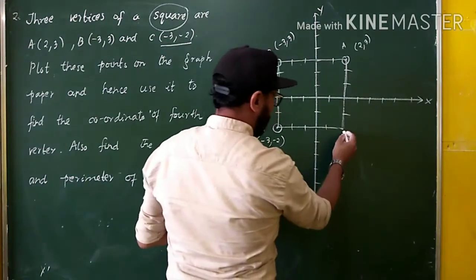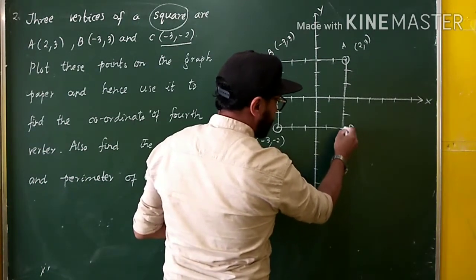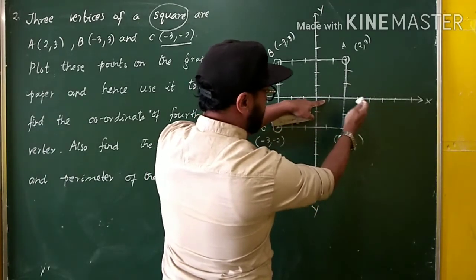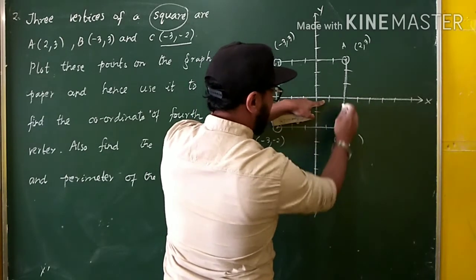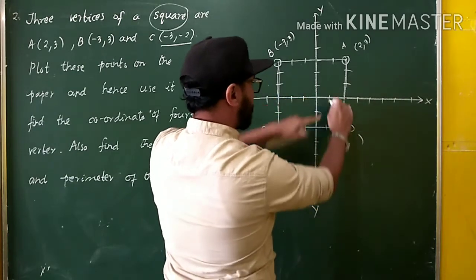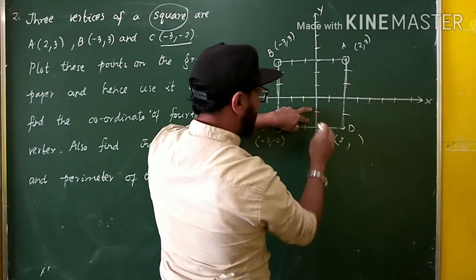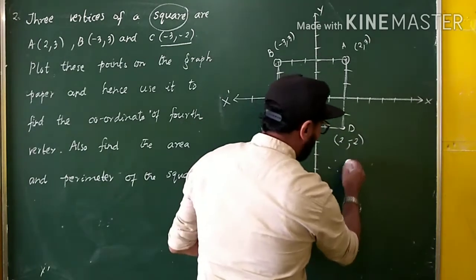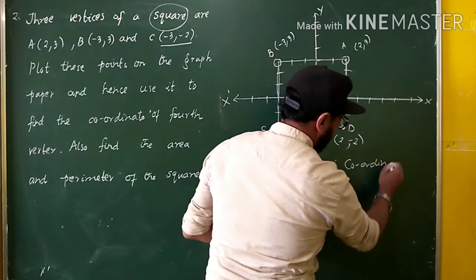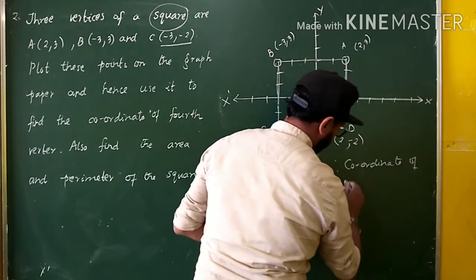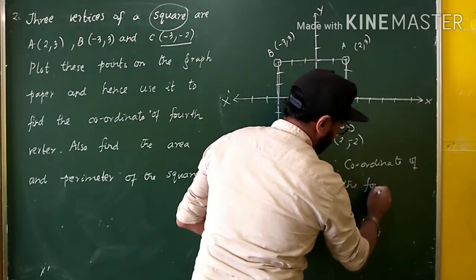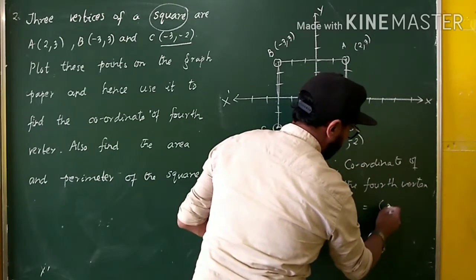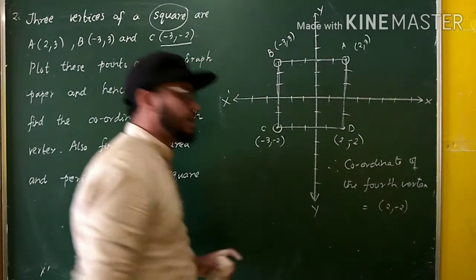Now what will be the coordinate? Now let's take this point as D. So the coordinate of the 4th vertex will be, now this is on the right hand side, so this is positive 2, and this is below the origin, so this will be negative on the y-axis. So this is 1, 2. So this will be minus 2. So therefore, the coordinate of the 4th vertex is 2 comma minus 2. So this is the answer.